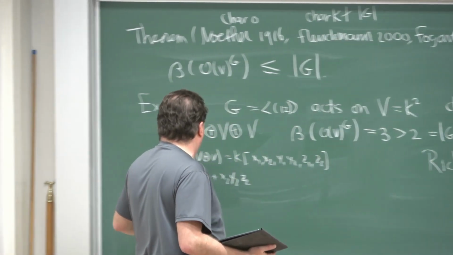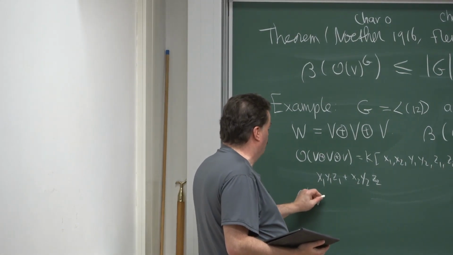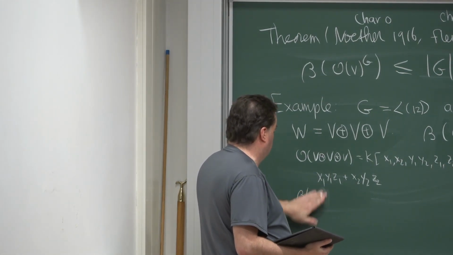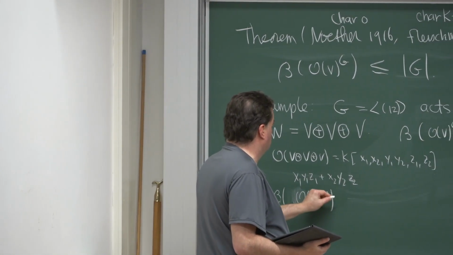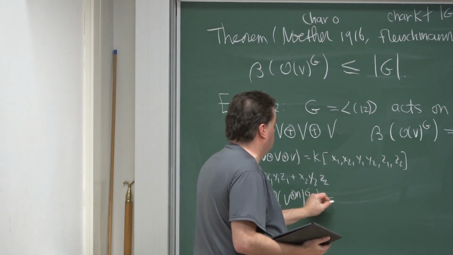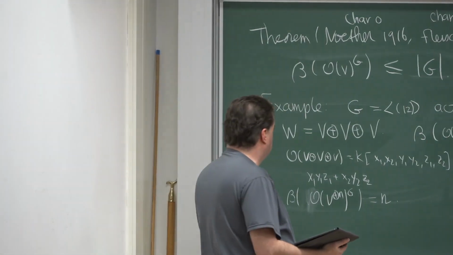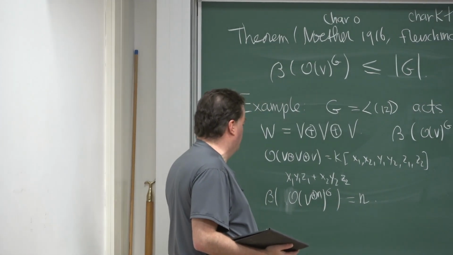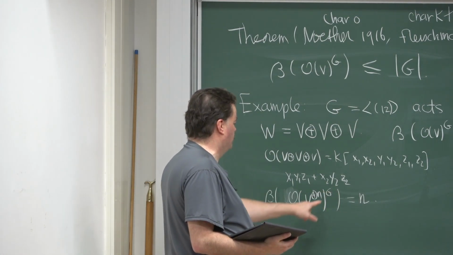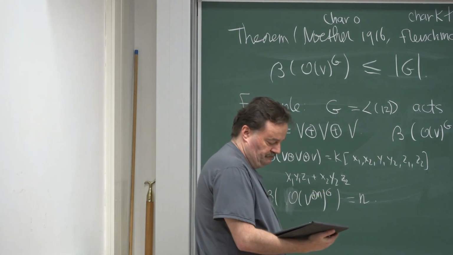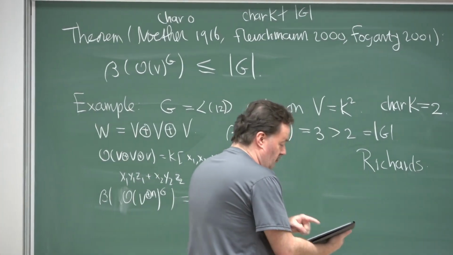In fact, more generally, we can show that if you take n copies, and this is equal to n. So there's not even a universal bound for even this fixed group.